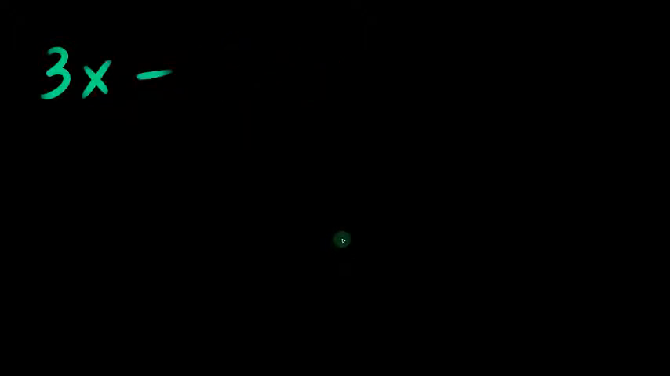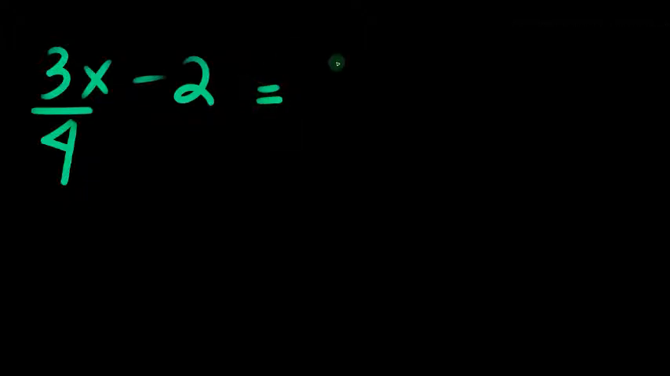Now, let's level this up. Since we have done the variable with a constant, in this case, let's try a fraction. 3 over 4x minus 2 equals 4. So as you can see, there's a lot of things that can happen here. So I have here 3 steps.